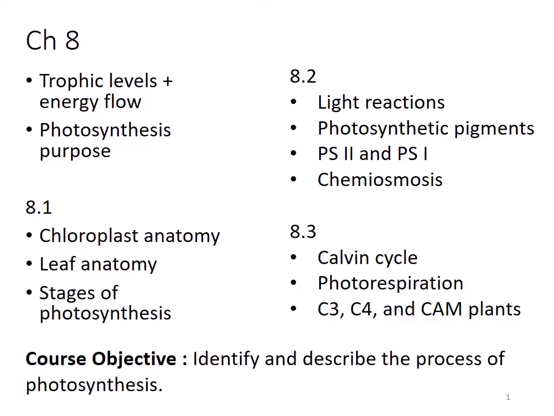So for chapter 8, we'll talk about trophic levels and energy flow, the main point of photosynthesis, the anatomy of the chloroplast, the anatomy of a leaf, the stages of photosynthesis, and then we'll talk about the two big reactions, the light reactions and the Calvin cycle. And then we'll talk about some variation in photosynthesis with C3, C4, and CAM plants.